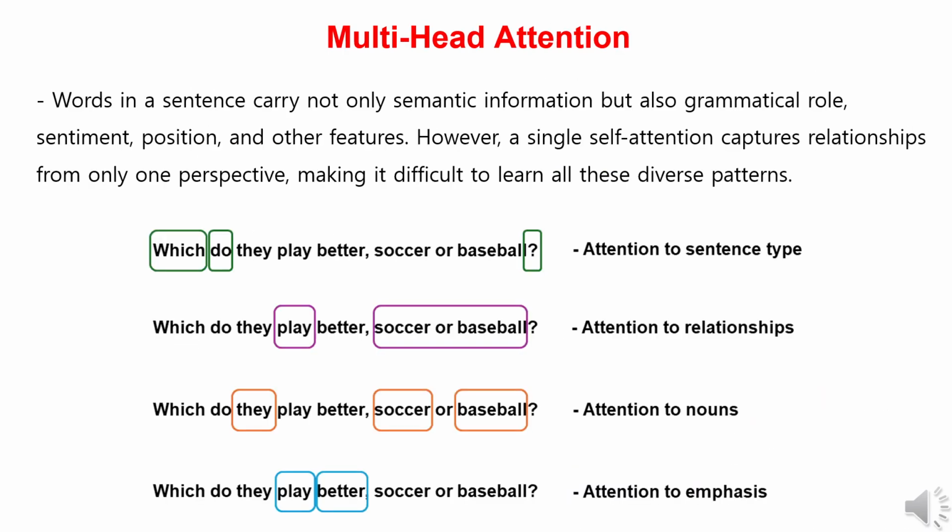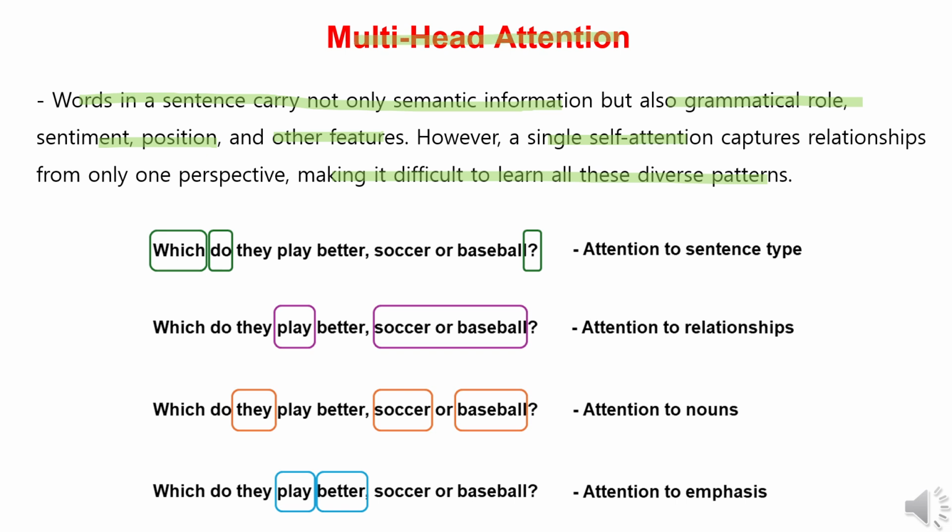So far, the self-attention mechanism we've discussed computes relationships between words from a single perspective. However, words in a sentence carry much more than just basic semantic meaning. They also encode grammatical roles, sentence type, emphasis, and various relationships between words at the same time. Because a single self-attention mechanism has limitations in capturing all of these diverse patterns, the transformer uses multi-head attention.